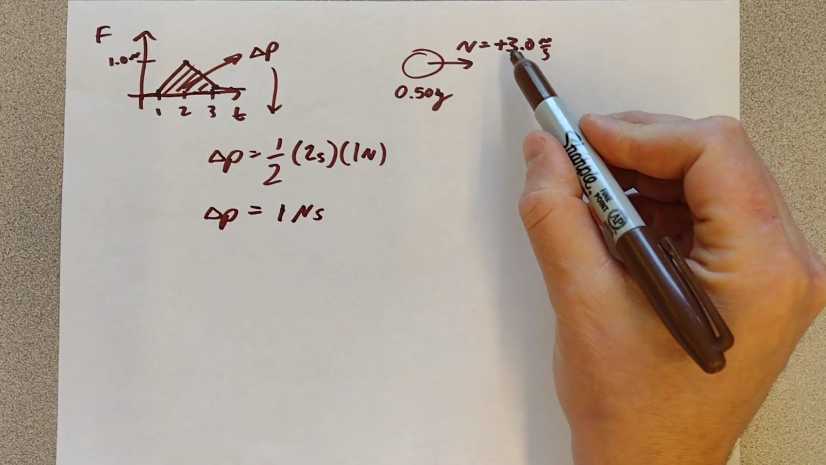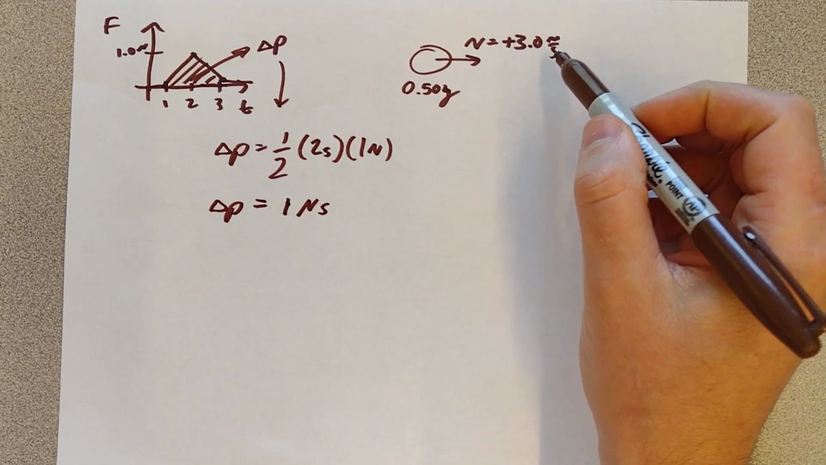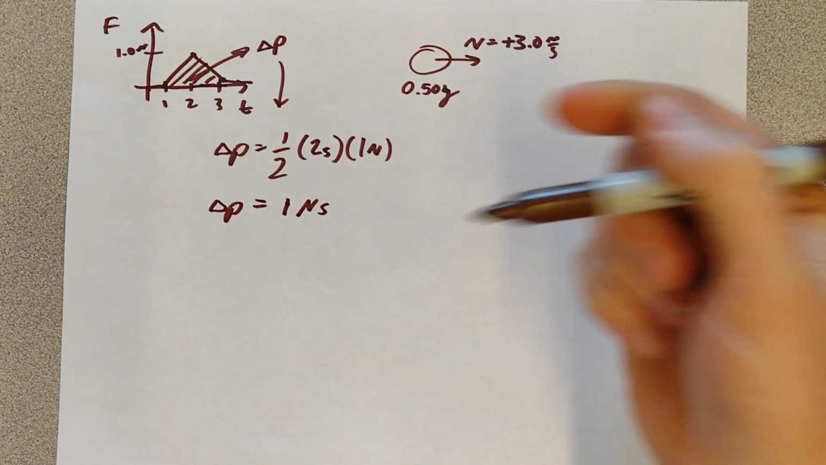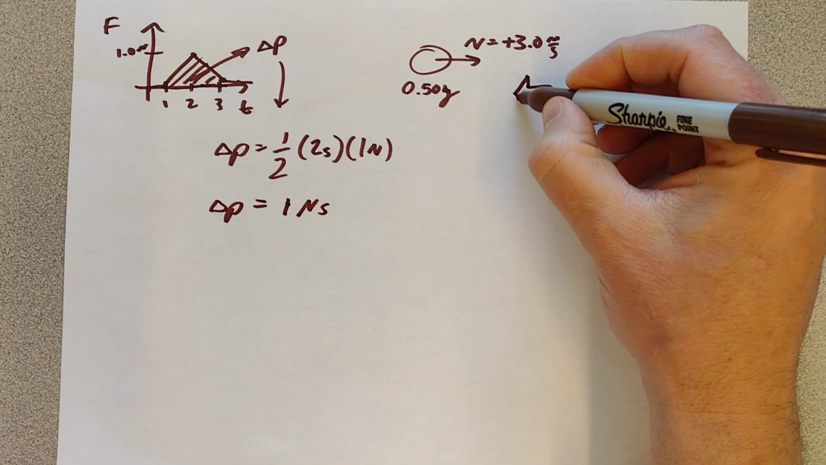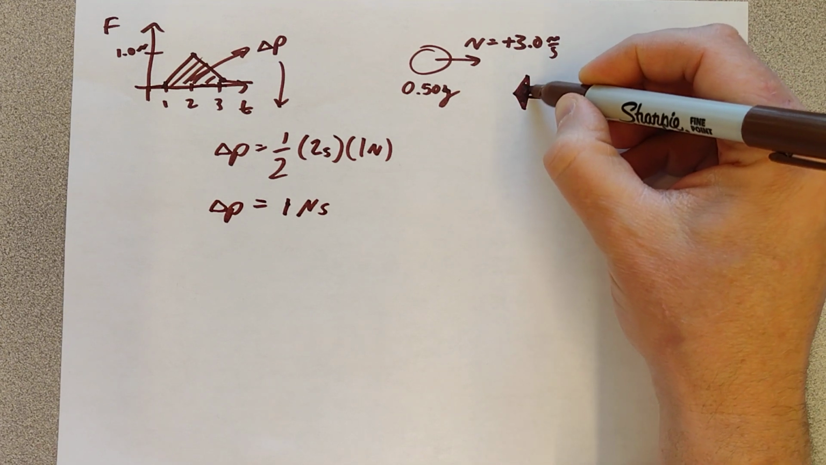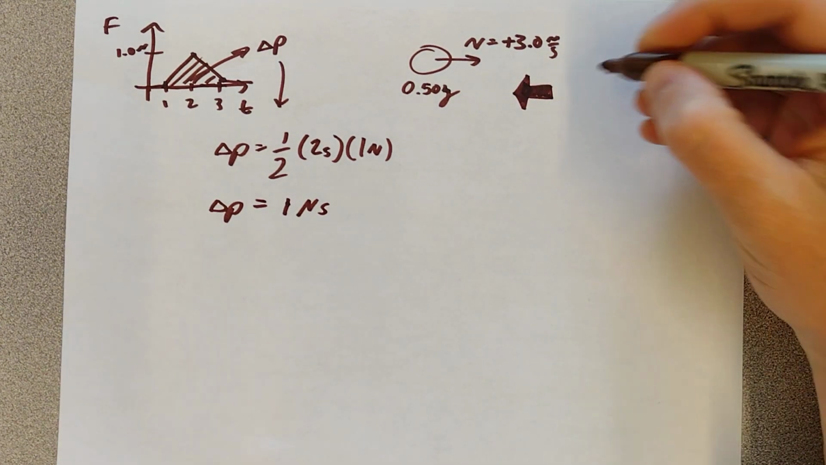Now, if this ball is heading in the positive direction and has a head-on collision, that means the force, right? The force that's acting on this object would have to be to the left if it's a head-on collision.